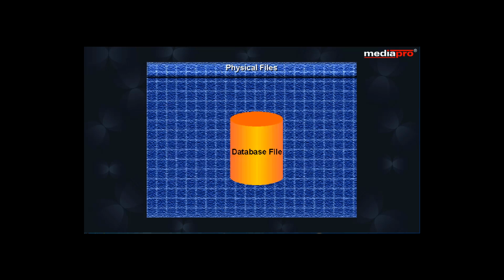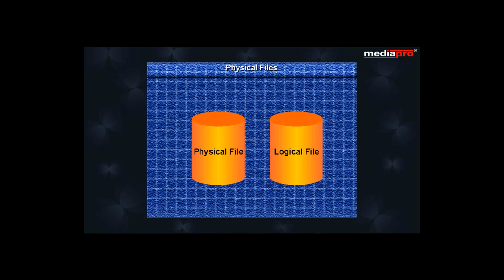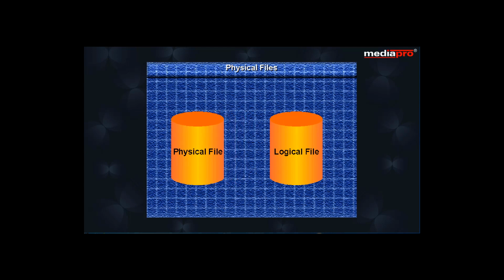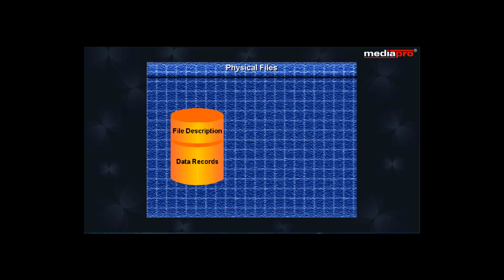There are two types of database files on the AS400, physical files and logical files. Let us look at physical files first. A physical file consists of two parts. The first part contains the file description. This includes file name, file subtype, physical or logical file, record format, and access path.